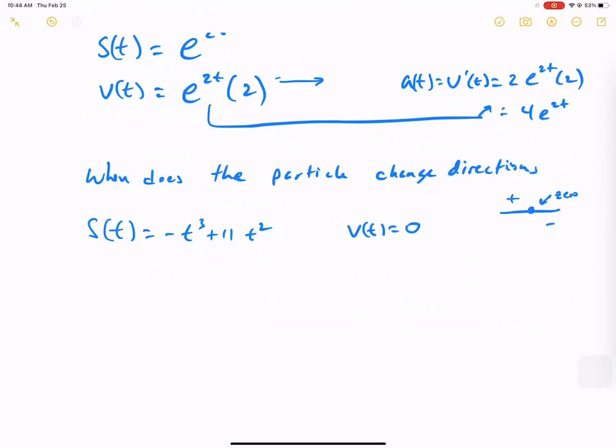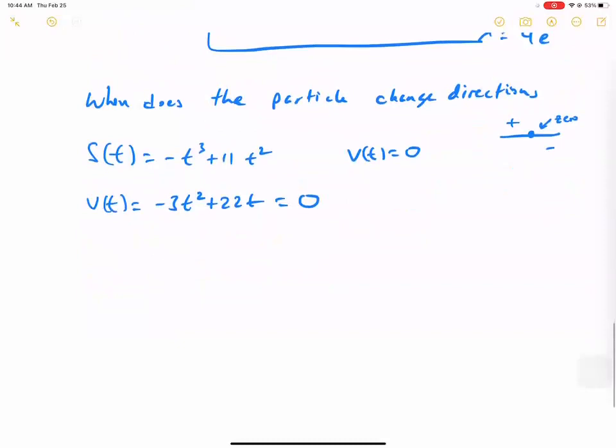So let's go ahead and find out when the velocity is equal to 0. We found the derivative already. That's negative 3t squared plus 22t. And then we have to solve this for 0. Solving for 0 doesn't tell us where it changes. It gives us a possibility. It says, hey, this might be a place. Just like what we called critical points before. Critical points doesn't mean there's a min or max. It just says, hey, this seems a little fishy here. Let's take a further investigation here.